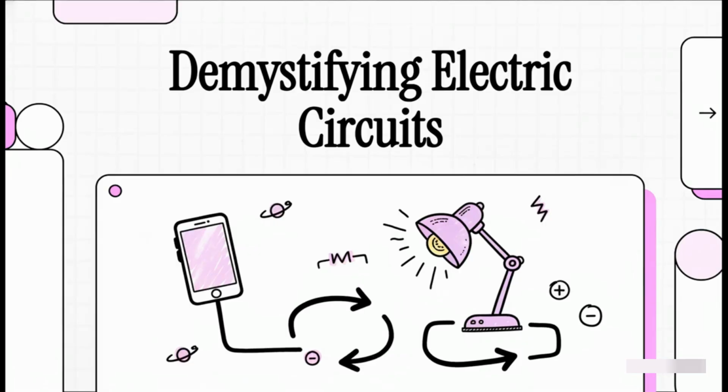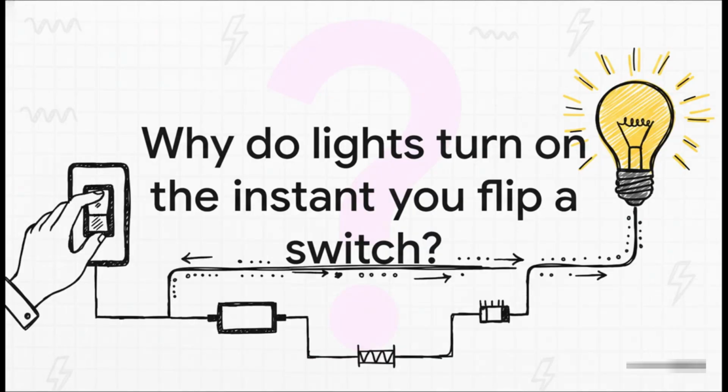From the phone in your pocket to the lights in your ceiling, our entire world is powered by electric circuits. Now, they can look pretty complicated, but the core ideas are actually way simpler than you think. We're going to break it all down, and we're going to start with a question that really gets to the magic of it all. I mean, really think about it.